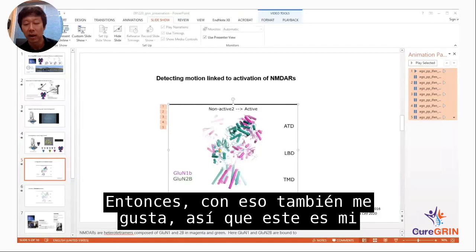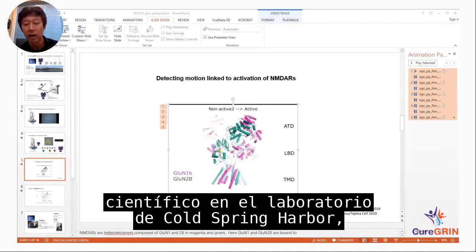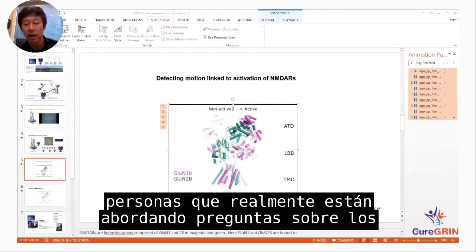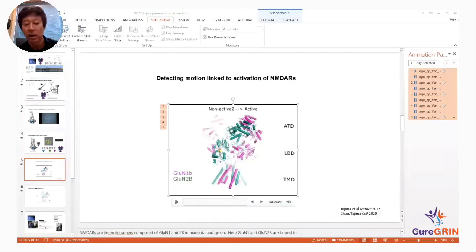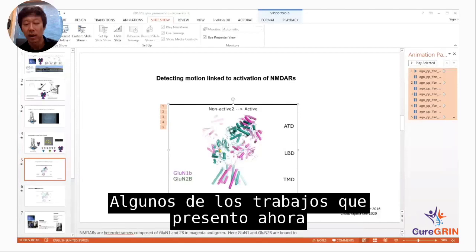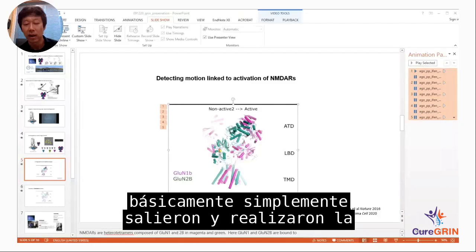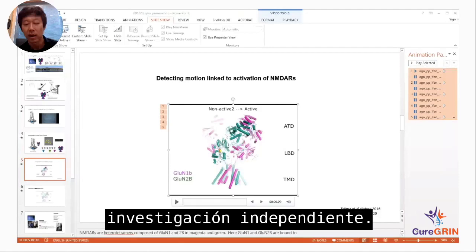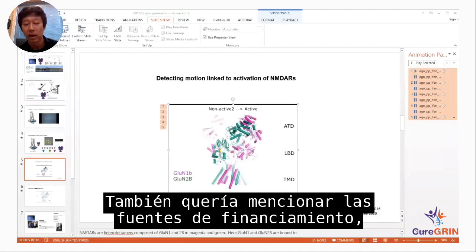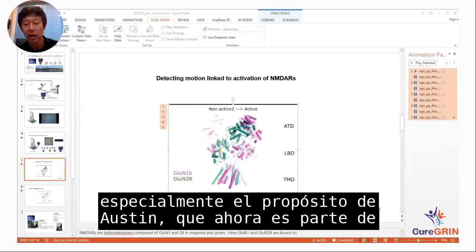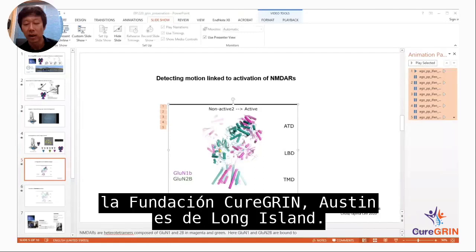So with that, these are my scientists at Cold Spring Harbor Lab, people who are actually tackling NMDA receptor questions. Some of the work that I presented now was done by some alumni members who went out and are doing independent research. I wanted to also mention the funding sources, especially Austin's Purpose, which is now a part of Cure GRIN Foundation.